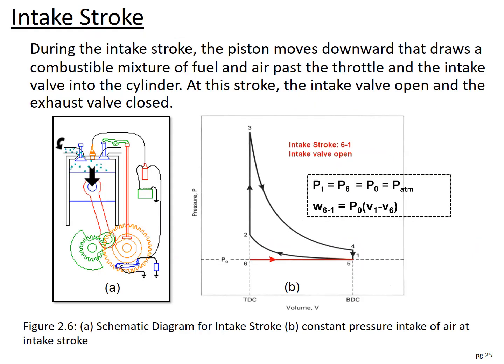Okay, you see the detail during the intake stroke, from 6 to 1. The piston moves downwards and draws the combustible mixture of fuel and air past the throttle and the intake valve into the cylinder. At this stroke, the intake valve is open and the exhaust valve is closed. This is the intake stroke, constant pressure intake of air.